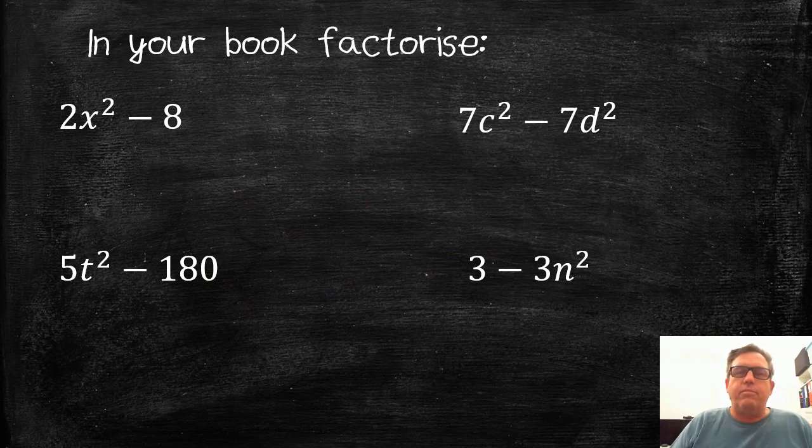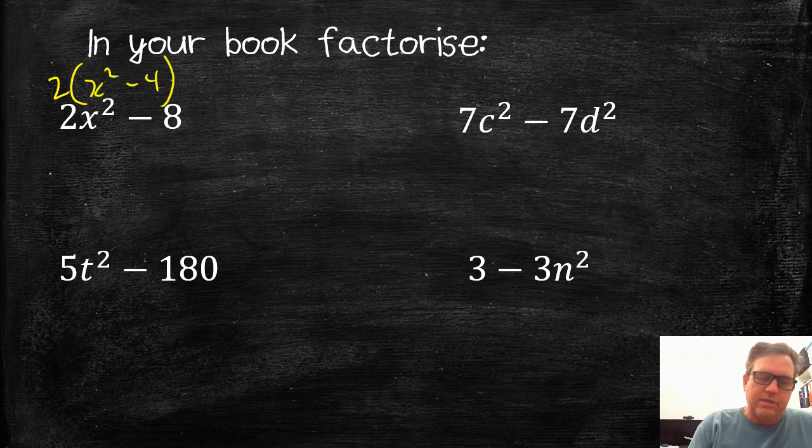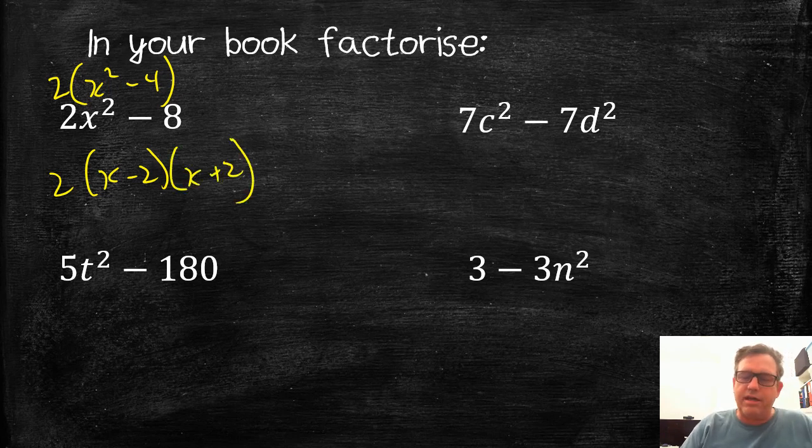Okay, pause the video, do these in your book, and then we'll see how we did. Okay, again, we don't recognize any perfect squares right off the bat. Yes, I have an x squared, but that's the only thing that's squared. But I can factor out a 2. So this is the same as 2 times (x squared minus 4). So this is going to be 2 times (x minus 2)(x plus 2). Look for the highest common factor.